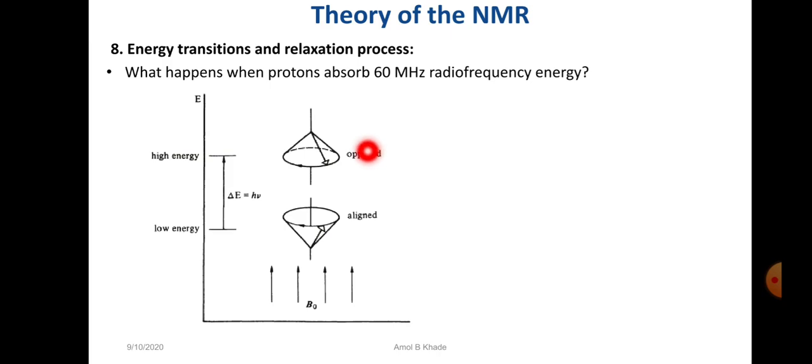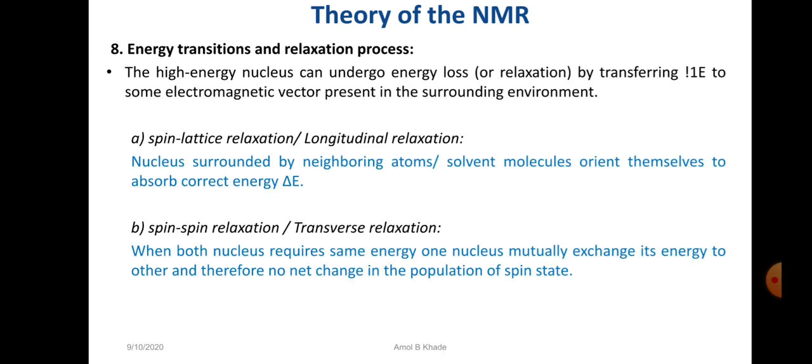When they go into the opposed orientation, that is, into resonance, they immediately come back to the aligned position. They want to become stable. When they come back to the original position, they release the extra energy which they gained from the radio frequency beam. That is how the nuclei relax. For relaxing, the nuclei have to release this energy and transmit this extra energy to the surrounding nuclei.